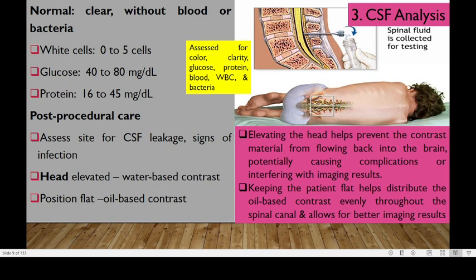You could do the halo test, and also look at the signs of infection. You have to do head elevation if you are using a water-based contrast, or a flat position if you are using an oil. So oil, flat. Remember: flat and fats. Fats, oil, flat. In that case, remember any changes could interfere with the imaging results if you try to interchange.